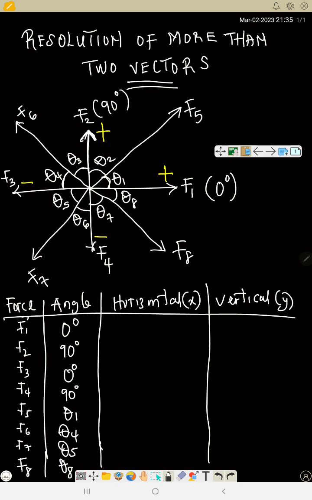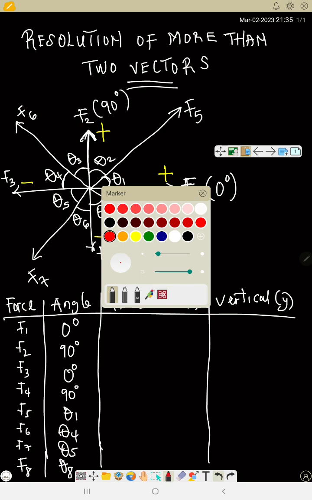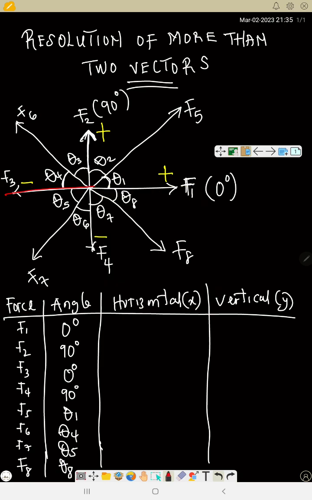Now we have known all the forces, we have also known all the angles. The only thing we need now is whether it is going to be plus or minus to horizontal or vertical. Start from F1. Do you notice that F1 is already on the horizontal? So the sign there is plus, as in horizontal. That means it will be plus F1 cos 0.